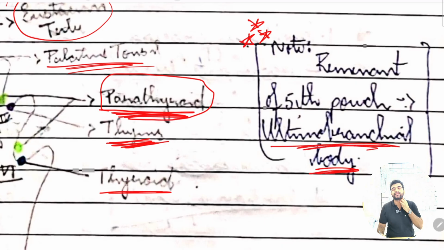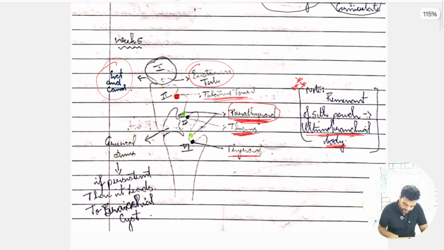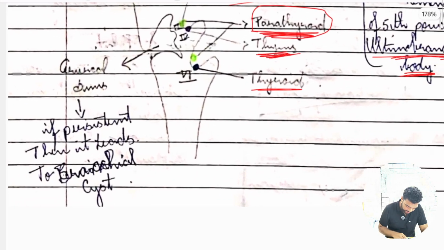Okay, ultimobranchial body, there is a cyst formation which we will be seeing in your clinicals. I have seen a case of it. So there is an ultimobranchial body which will be formed if there is a remnant of this fifth pharyngeal arch. It was supposed to be degraded, but it was not degraded. That is why the remnant has been formed. So this is the thing that you need to remember.